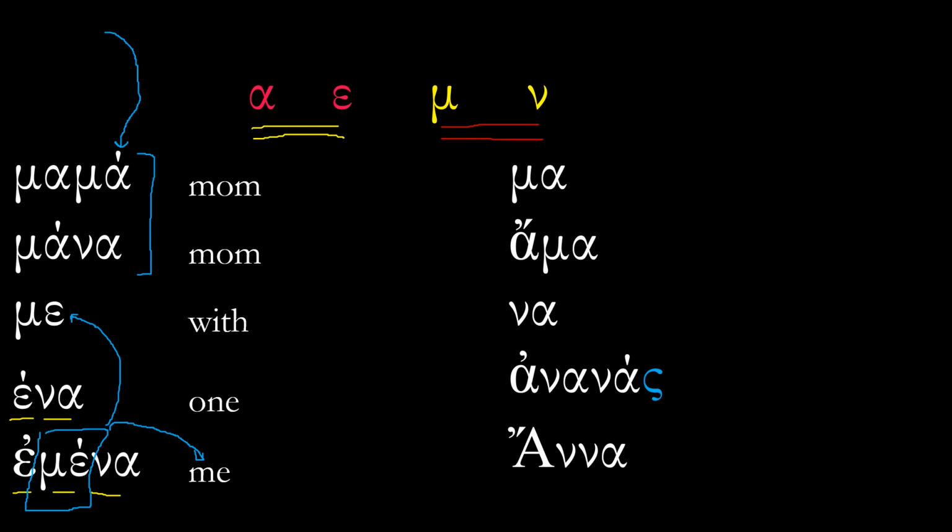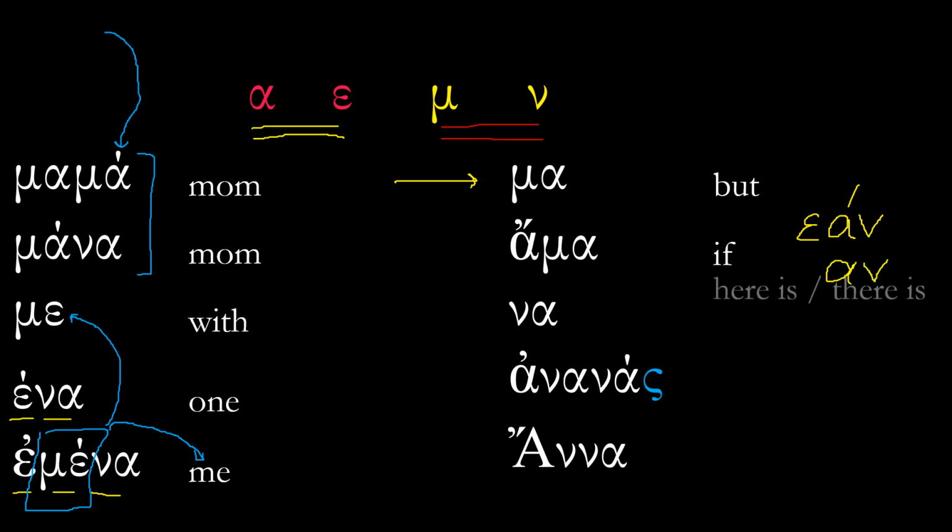We have ma, which we said is "but" or "however." After that we have amma. Amma means "if," and if you wanted another way of saying "if," you could say ean, and you could say an. It doesn't matter. Okay, next we have na, which we said here is "or" or "there is."